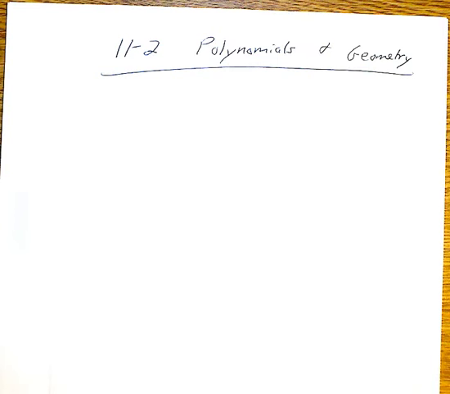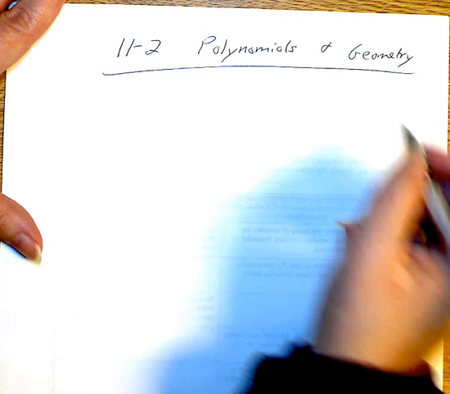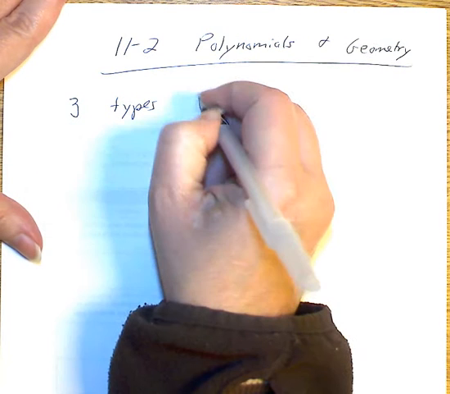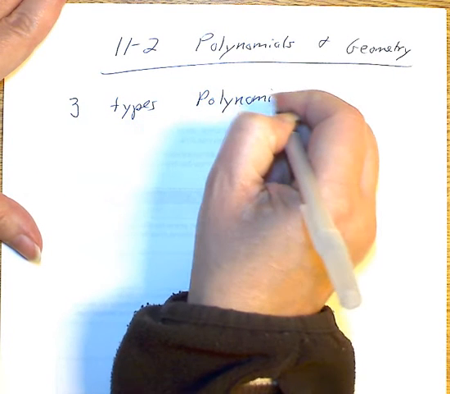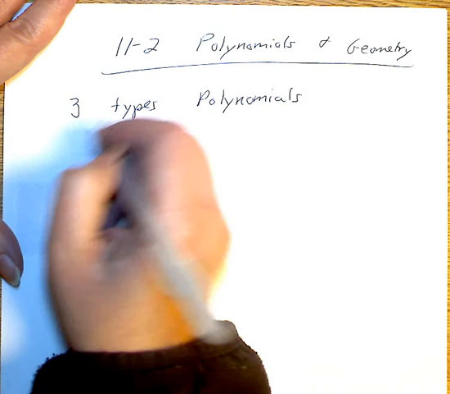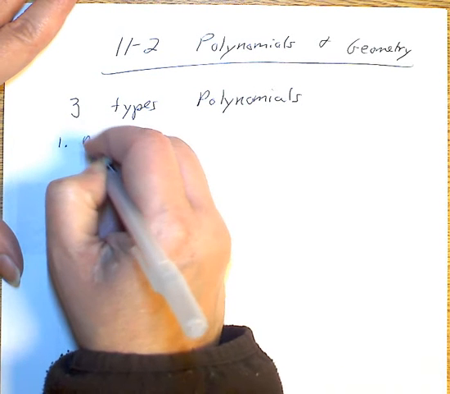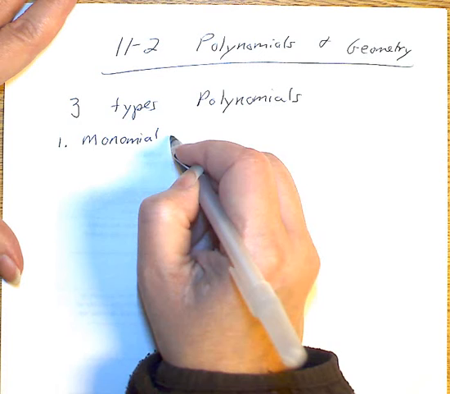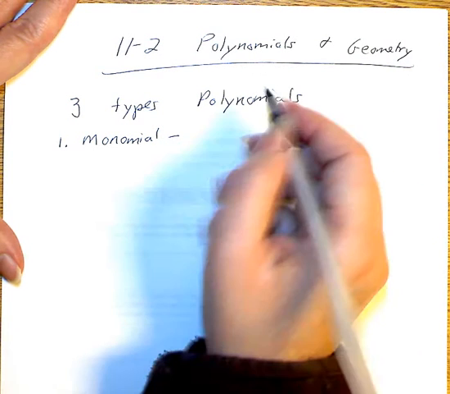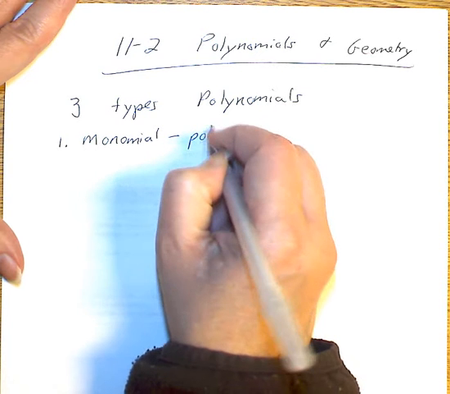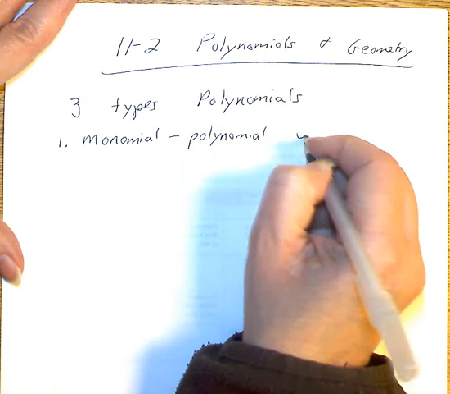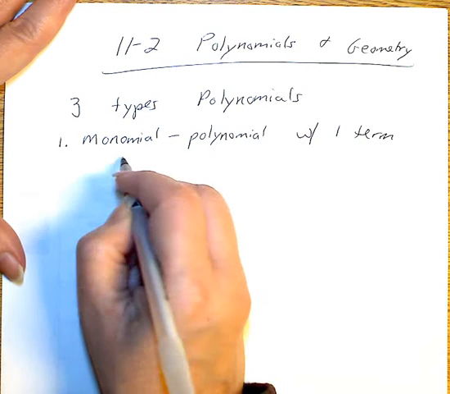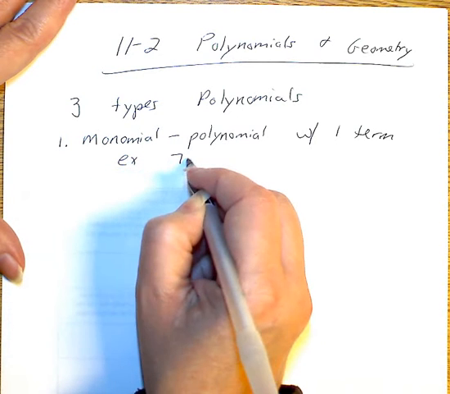Couple things we need to know about 11.2 is there are 3 types of polynomials. The first type is called a monomial. The monomial is a polynomial with one term. So an example of that would look just like 7x to the 6th.